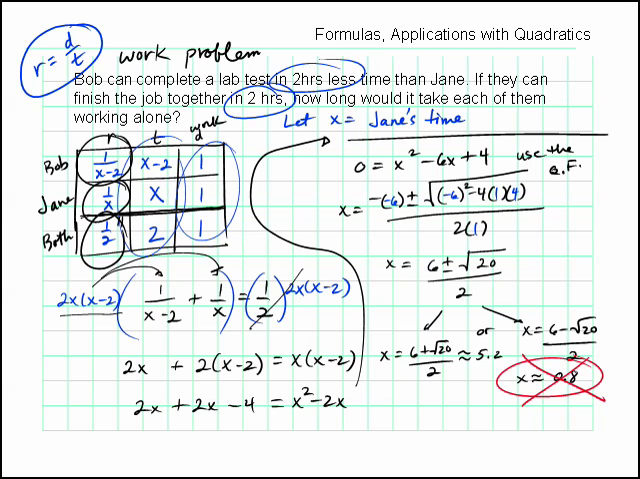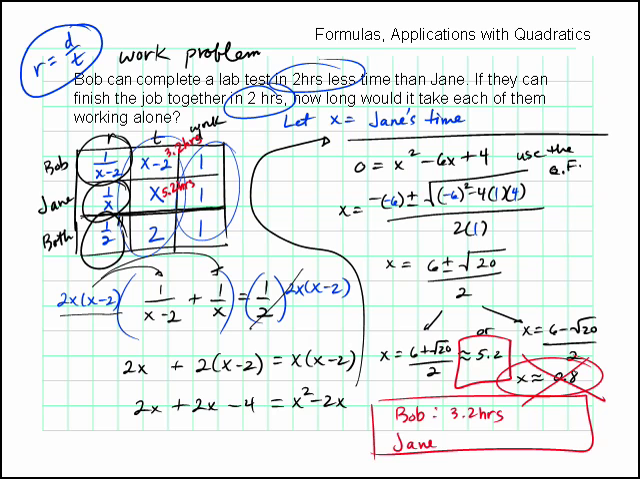The answer must be 5.2. If I go up to the chart, Jane's time is 5.2 hours, and that makes Bob's time 2 hours less than that, which would be 3.2. And that will work. That makes sense, and so those are our answers. So we got Bob takes 3.2 hours, and Jane will take about 5.2 hours. And so we solved our work problem here with the help of the quadratic formula.